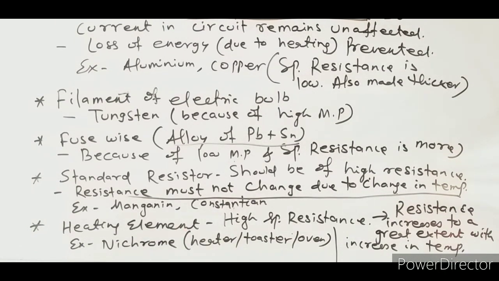Then the heating element. What should the heating element be? Heating element means let it be a heater, toaster or oven. Whatever wire we are taking is made up of nichrome. Why is it made up of nichrome? Nichrome has high specific resistance. More resistance will provide more temperature. So resistance increases to a great extent with increase in temperature. That is why the heating element is made up of nichrome. These are known as resistors.